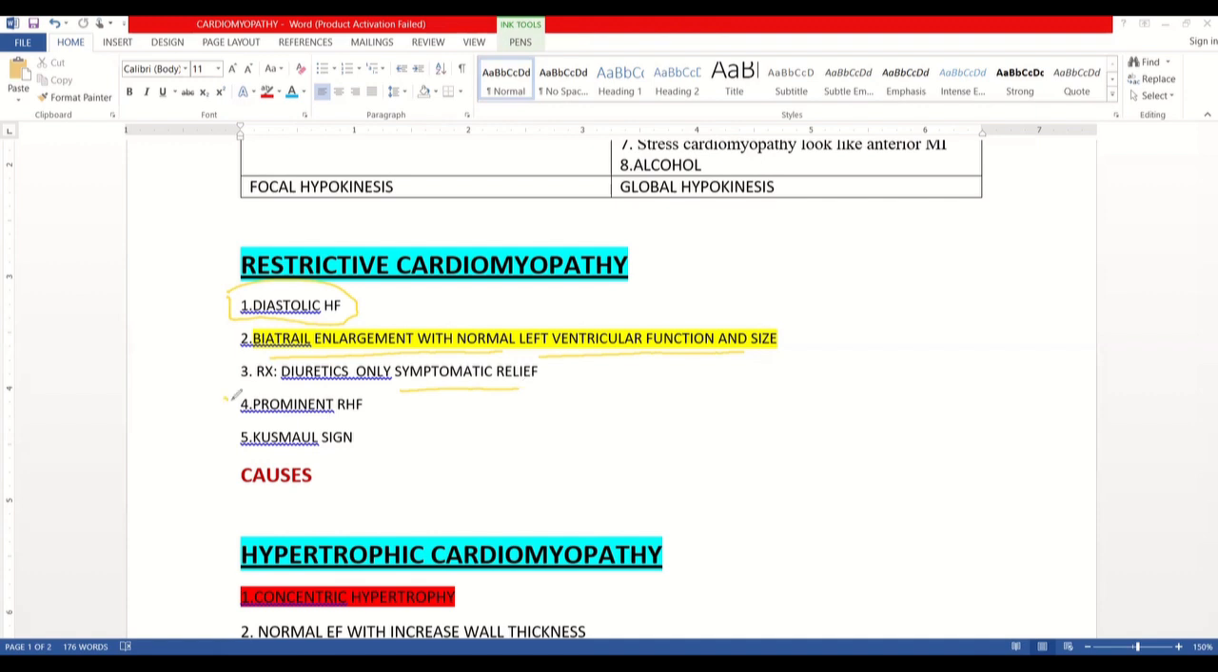And prominent right heart failure in restrictive cardiomyopathy, Kussmaul sign, and you have to cram the mnemonic. Please help.